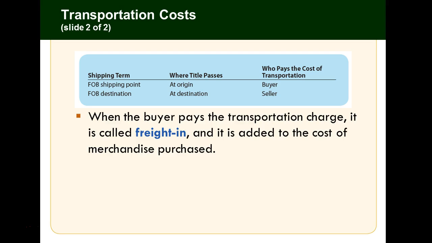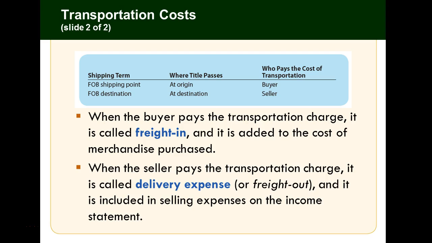Okay? When the buyer pays the transportation charges, we call it freight in, and it gets added to the merchandise purchased. Think of it this way: having to pay for shipping costs is part of the cost of getting those goods to the store, isn't it? When the seller pays the transportation charges, it's called a delivery expense, and that gets included under the category of selling expenses under the operating expenses.